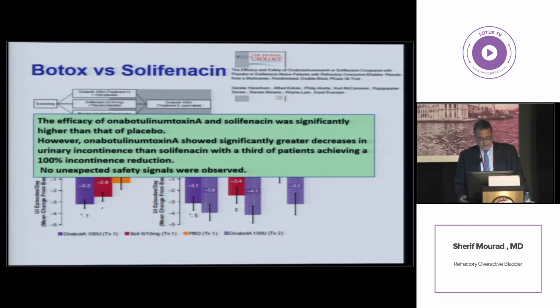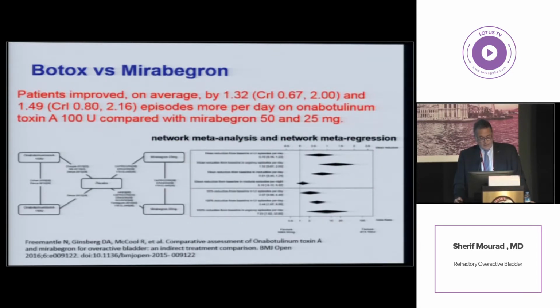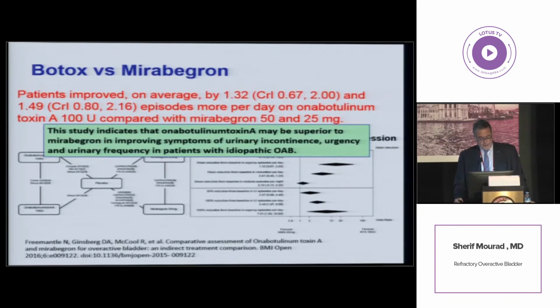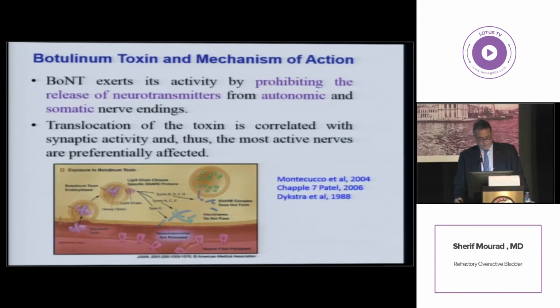So there are no unexpected safety signals observed. And comparing the Botox versus mirabegron, the study indicates that onabotulinum toxin A may be superior to mirabegron in improving symptoms of urinary incontinence, urgency, and urinary frequency in patients with idiopathic overactive bladder.